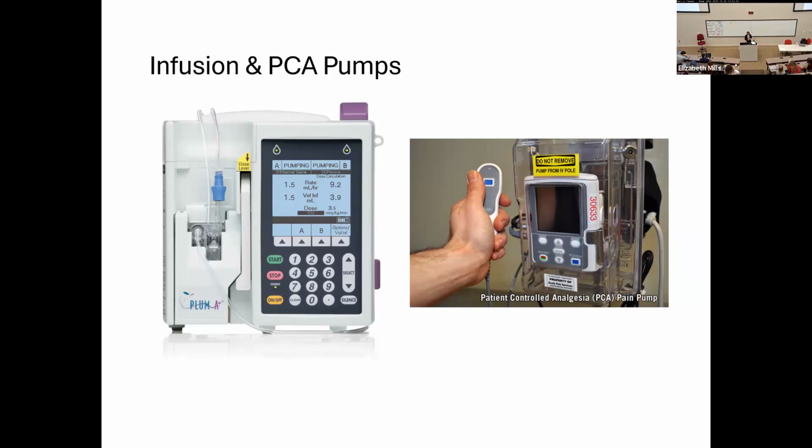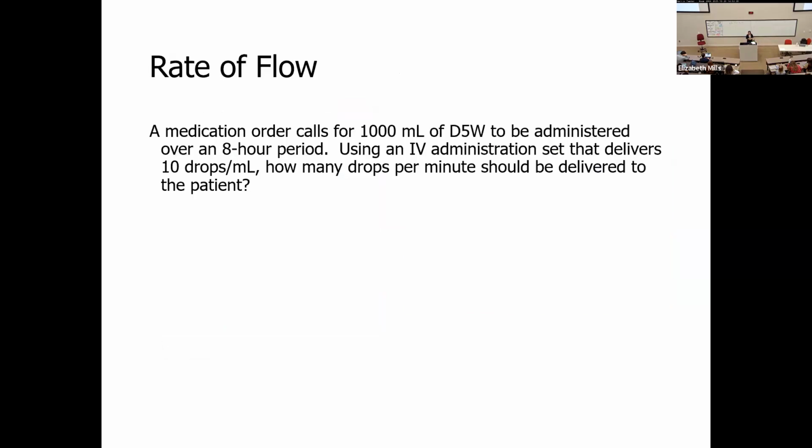All right, so let's talk about rate of flow and practice 1 here for calculating drops per minute, okay? So we're looking for drops per minute for a medication order for 1,000 milliliters of D5W, so that's 5% dextrose, administered over 8 hours. We're using an IV administration set that delivers 10 drops per milliliter. How many drops per minute should be delivered to the patient?